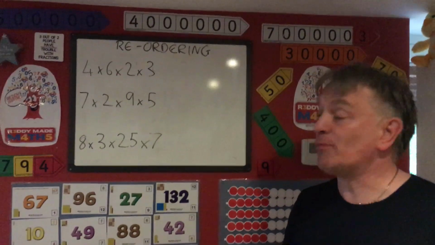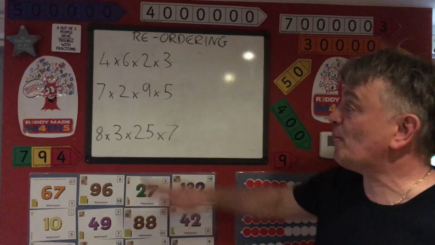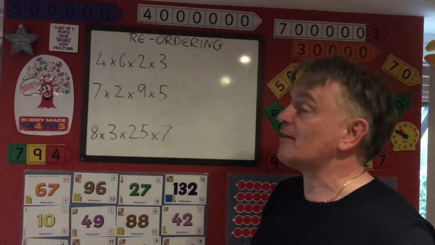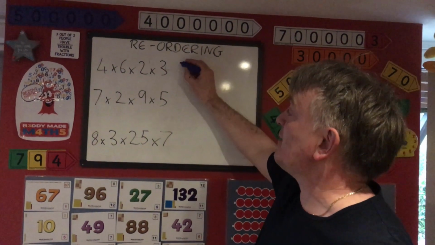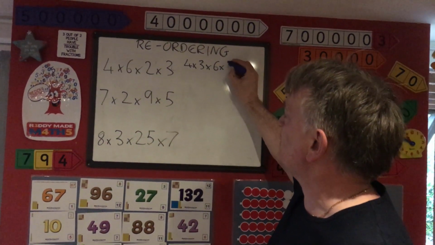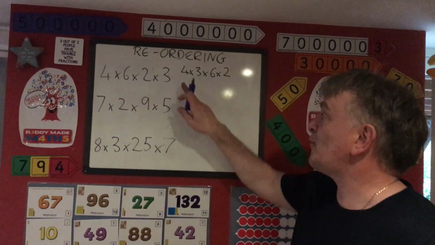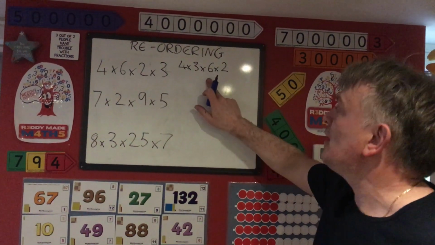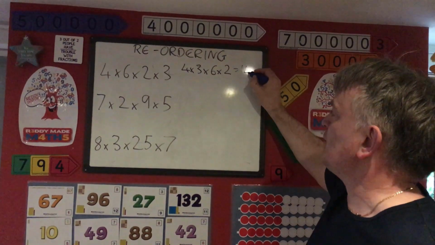With the first one, there are probably numerous ways we can change this. We could put the 4 with the 3. That gives us 12. We could do 12 times 6 is 72. So I could rewrite it as 4 times 3 times 6 times 2. If I do it that way, 4 times 3 is 12. Again, in our known facts, 12 times 6 is 72. And then we double up to get 144.